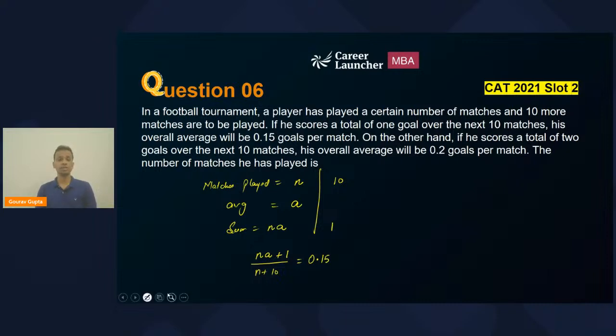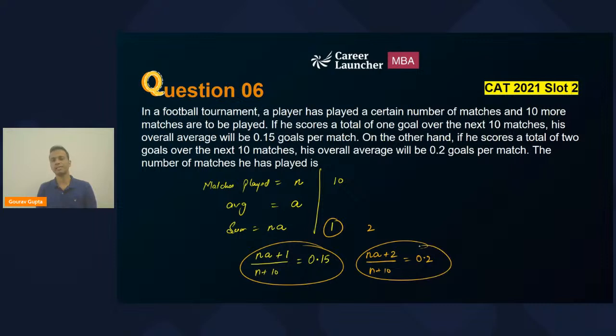Okay? Now on the other hand, if instead of 1, he scores 2 goals across these 10 matches, what will be his average? (na plus 2) divided by (n plus 10), and the average will become 0.2. Okay. So we have two equations. This is the first one and this is the second one.